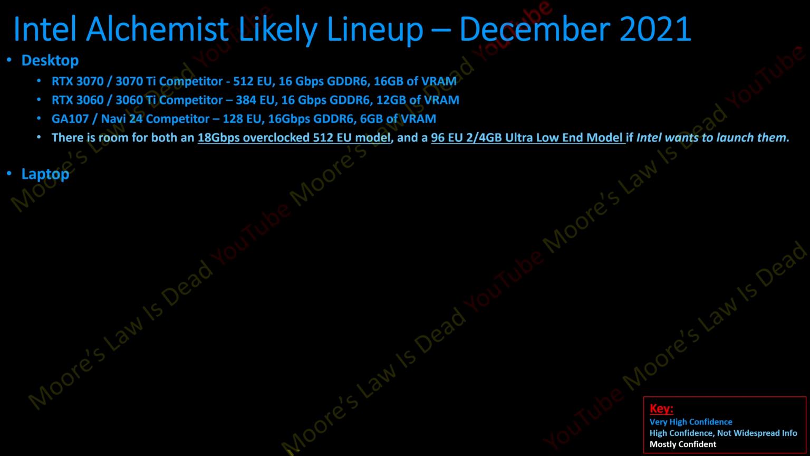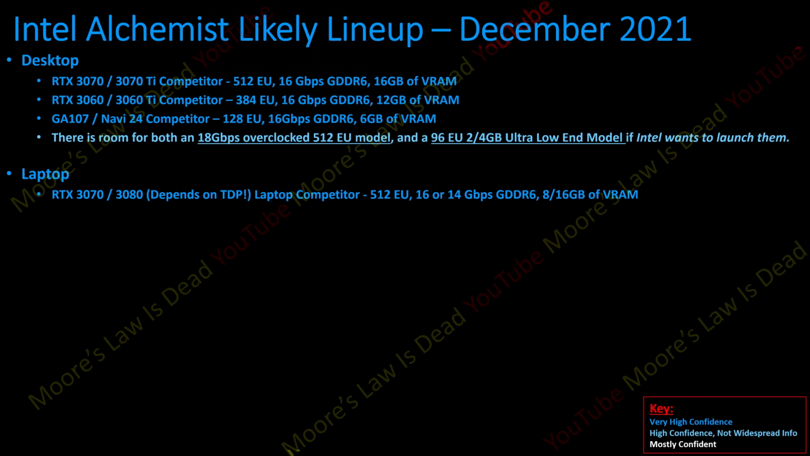But on laptop, this is where they are planning to compete with RTX 3070 and 3080 laptop cards. Keep in mind, the 3080 laptop card is really in between a 3060 and 3070 in performance. It's basically a throttled 3070 Ti. And I have to say 3070 or 3080 because the laptop 3070 and 3080 are based on the same die. And depending on the TDP, if you have a 150 watt laptop 3070, it will almost certainly outperform the 80 watt version of the 3080.